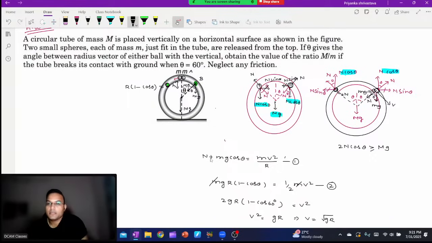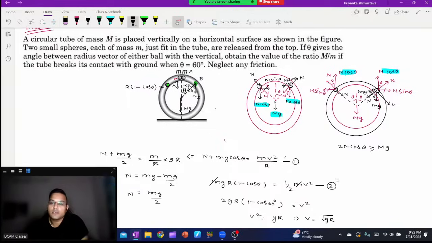Now put it here to find out the value of this N. N plus mg cos 60, means mg by 2, is equal to m by r into gr. N is equal to mg minus mg by 2. So it will become mg by 2. And the value you have got here, put it here.